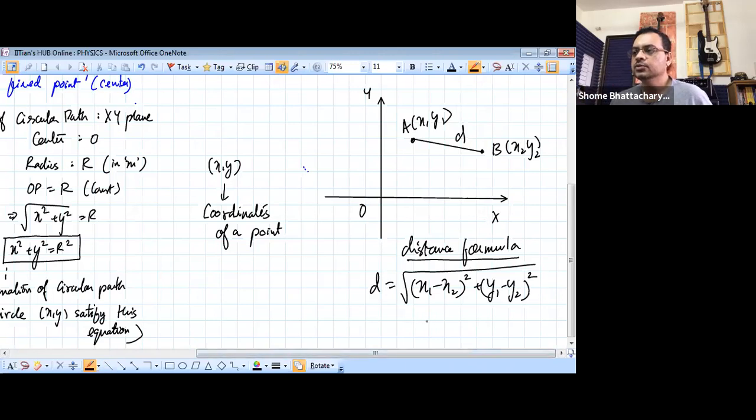This distance formula comes from coordinate geometry in maths. I'm sure if you haven't studied it yet, you will be studying it very soon in maths. Okay, write down the formula, you will study it very soon.